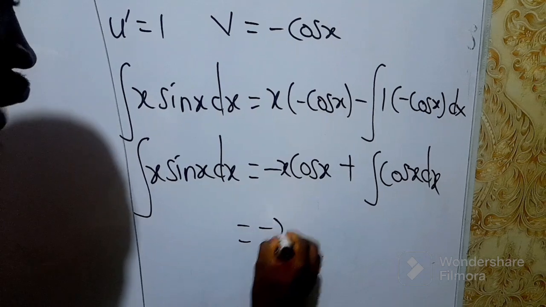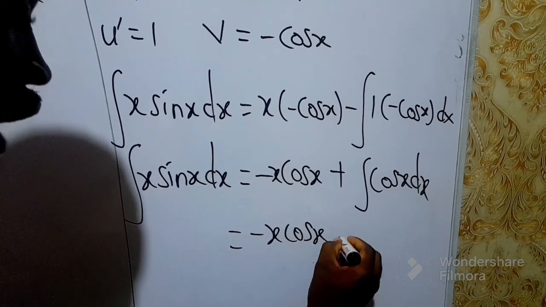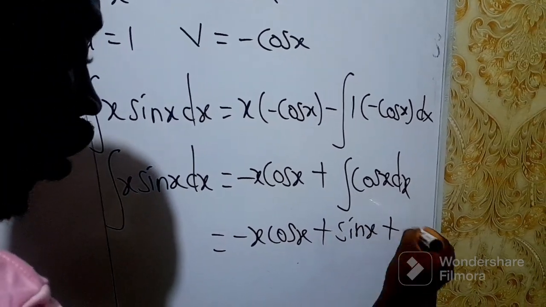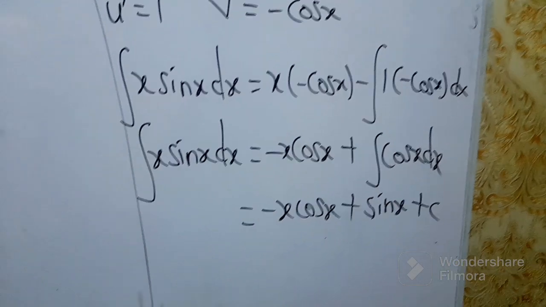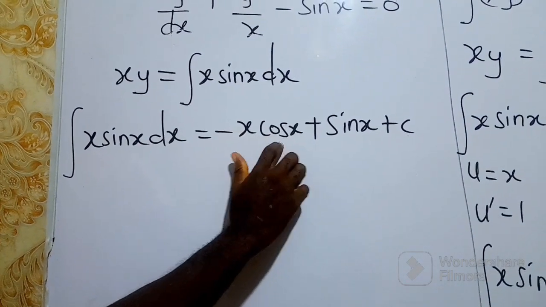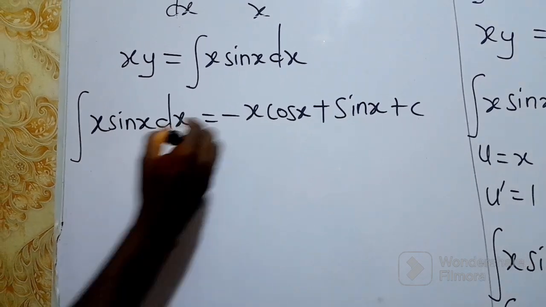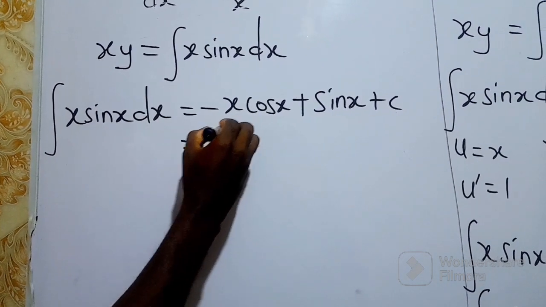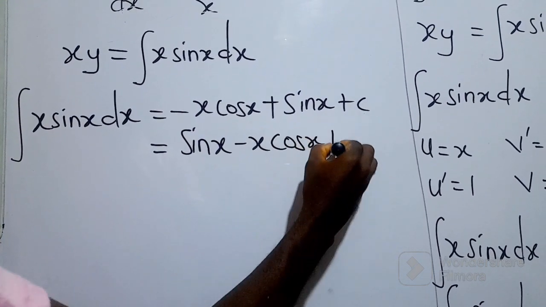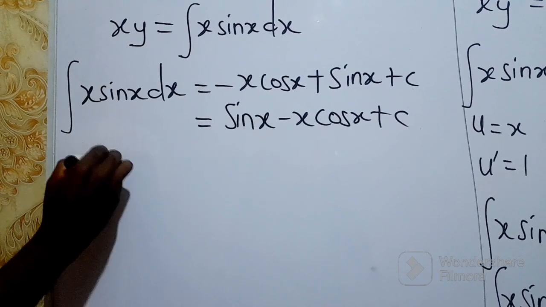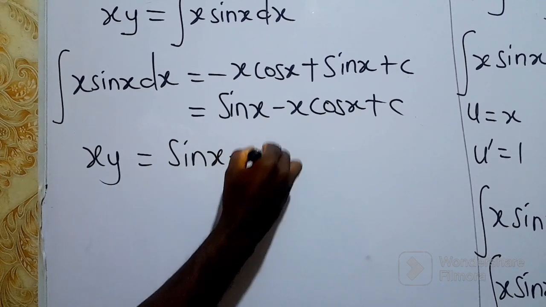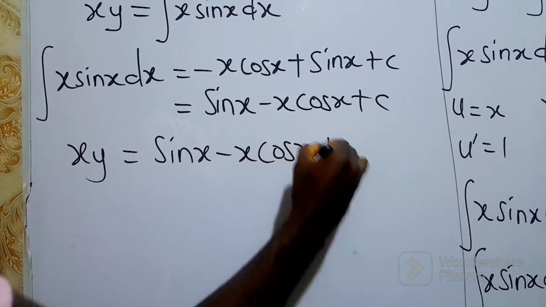So this will be equal to negative x cos x, and the integral of cos x is what? Is sine x, then plus our constant of integration. We've gotten the integral of x sine x to be equal to negative x cos x plus sine x plus c, which we can rewrite as sine x minus x cos x plus c. We can say that our xy from here will be equal to sine x minus x cos x plus c.